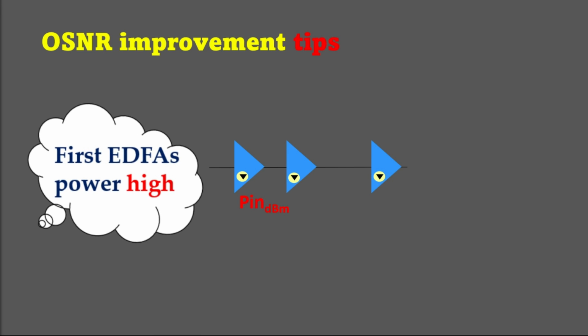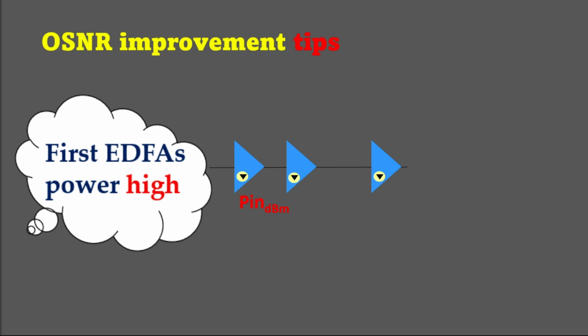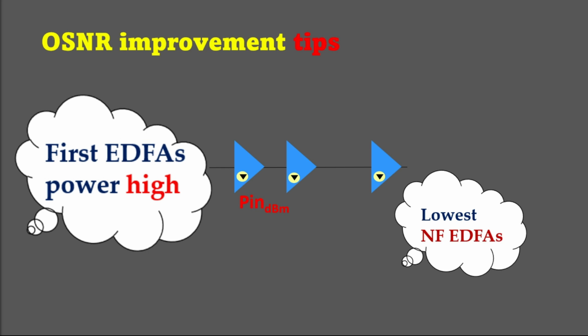Next, keep in mind when planning EDFA links. Keep input power into each EDFA as high as possible, especially for the first few EDFAs in the link, the ones closer to the laser source. They have the most impact on final OSNR. If EDFAs are available with different noise figure values, use the EDFA with the lowest noise figure at the beginning of the link, closest to the laser source, and second in the link. This is because the first and second EDFAs have the greatest noise impact.